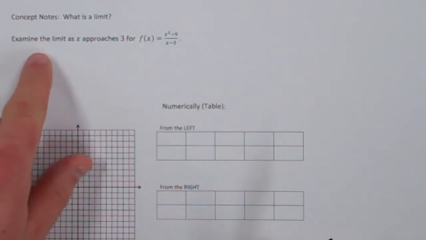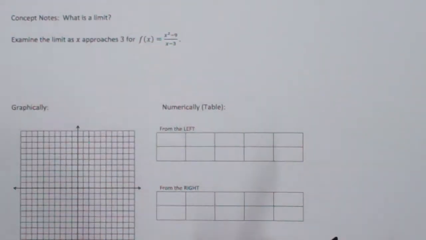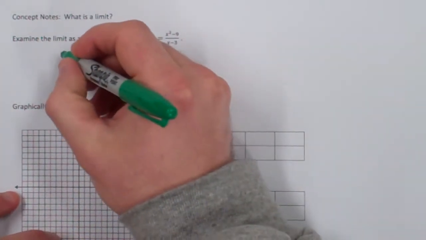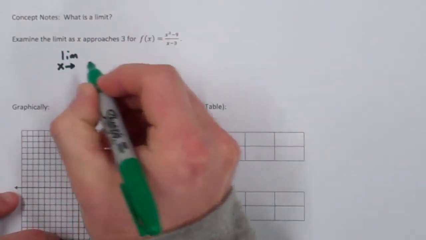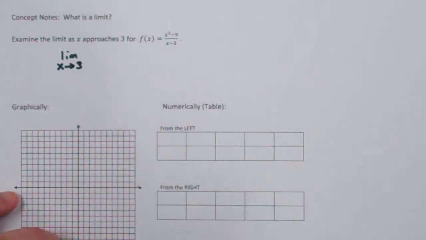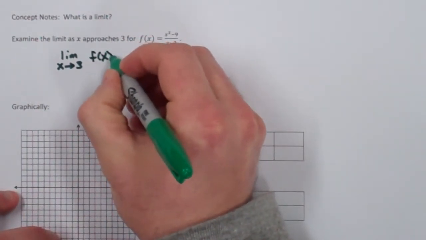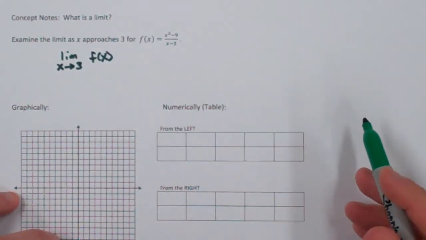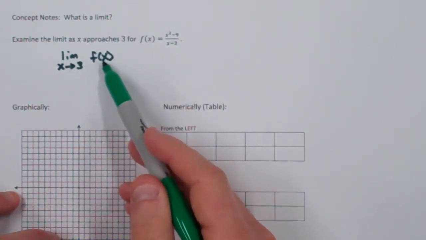In this case, we're going to examine the limit as x approaches 3 for f of x is equal to x squared minus 9 over x minus 3. When we write this in limit notation, we're going to write lim x with a little arrow that means approaching the value that x is approaching, and then you can either write f of x or you can go ahead and write whatever the function is equal to. So we would read this as the limit as x approaches 3 of f of x.